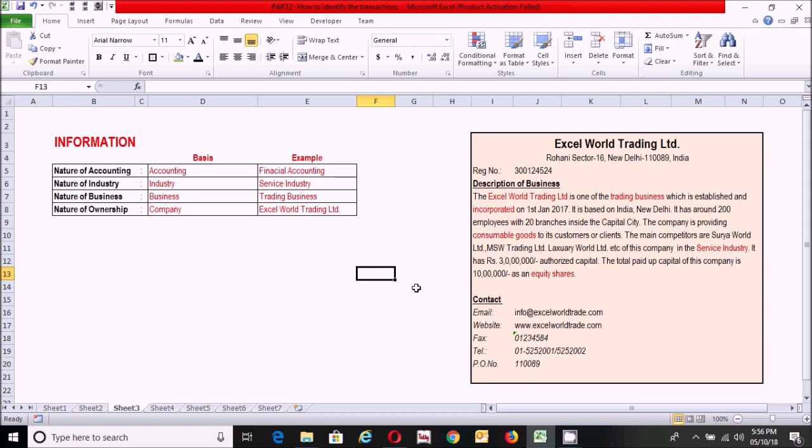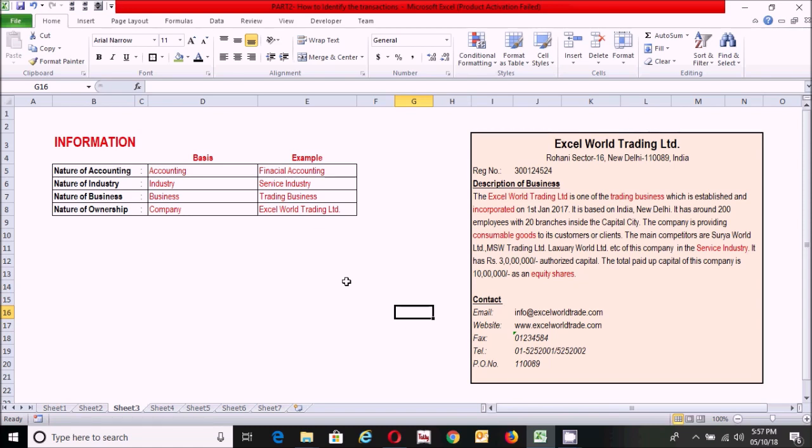Their ownership is represented in this document by the words equity share, because this is a limited company. This company has a total of 3 crore rupees authorized capital, and the total paid up capital is 10 lakh. In the same way, you can search for or identify any company based on this technique. Now it's time to discuss identifying the transaction.